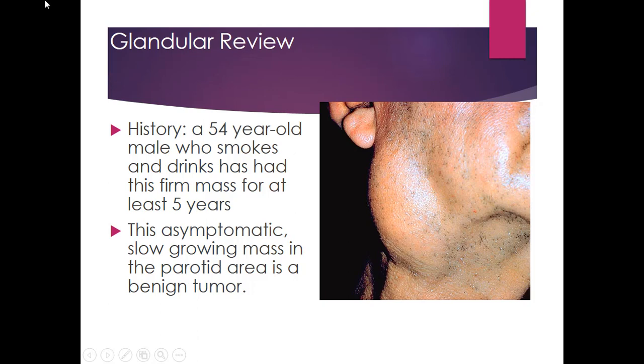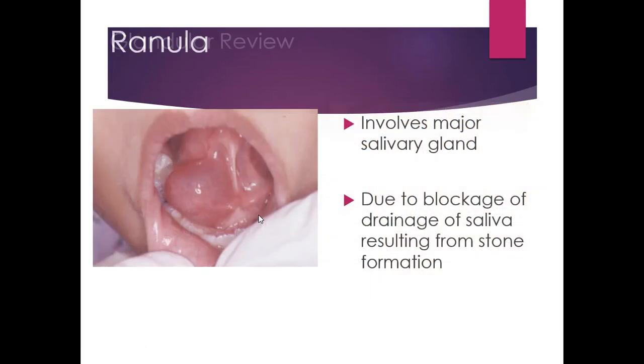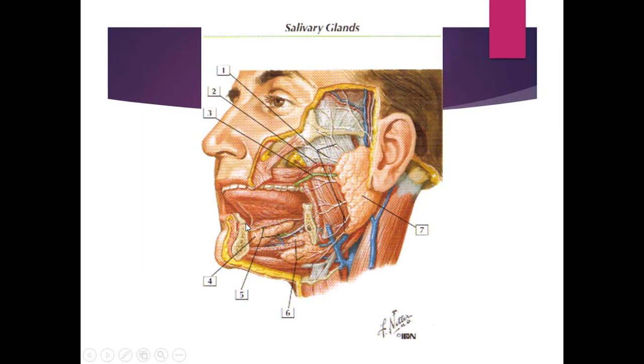So in review, here's a little case study. This is a 54-year-old male who smokes and drinks and has this firm mass for at least 5 years. It's asymptomatic, slow growing, and it's in the parotid area. So this is a benign tumor of the parotid gland. Here's a ranula. Okay, your patient lifts up their tongue, or it feels like they have a mass under their tongue, and you see this. Again, that water balloon look. Okay, this is due to a blockage of the drainage of the saliva into the oral cavity. So often there's a stone that's blocking that duct.